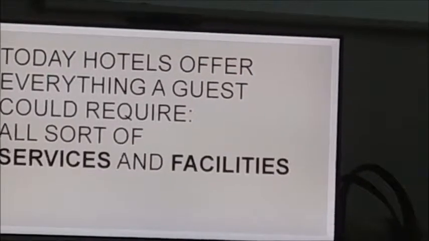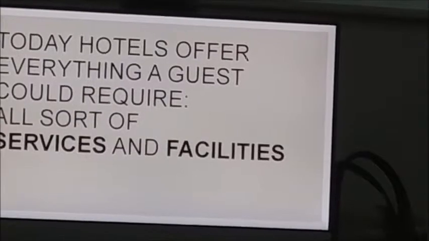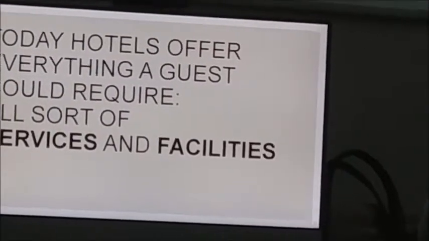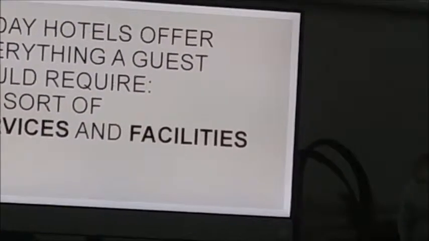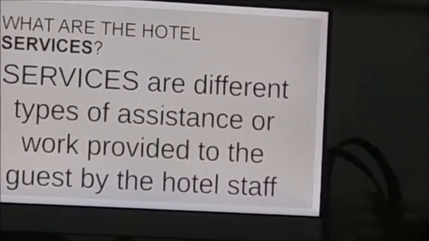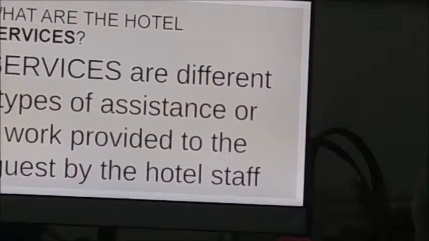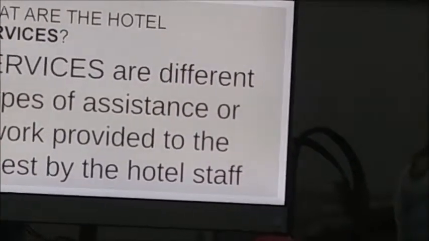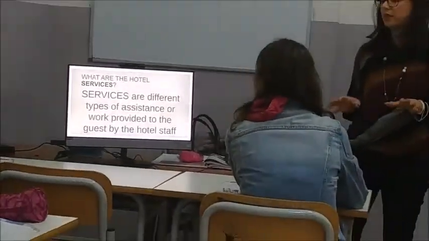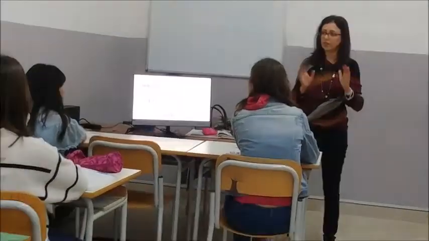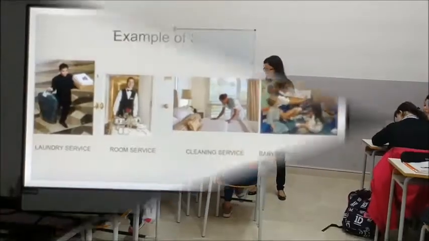But hotels also offer everything a guest could require. And what the guests require are called services and facilities. It is important to understand the difference between service and facility. Services are the different types of assistance or work provided to the guests by the hotel staff. So the service is something done by a person.